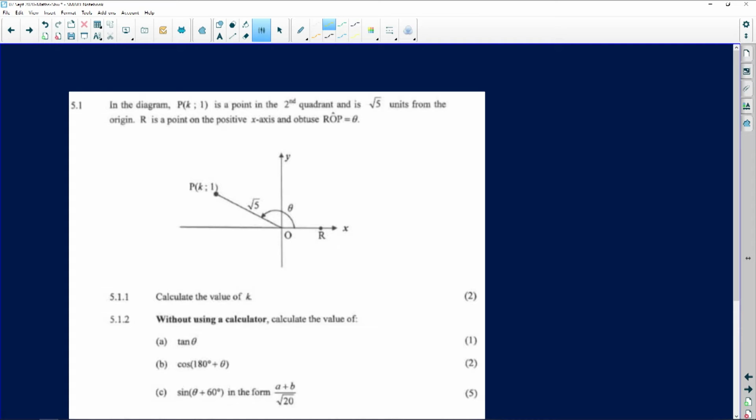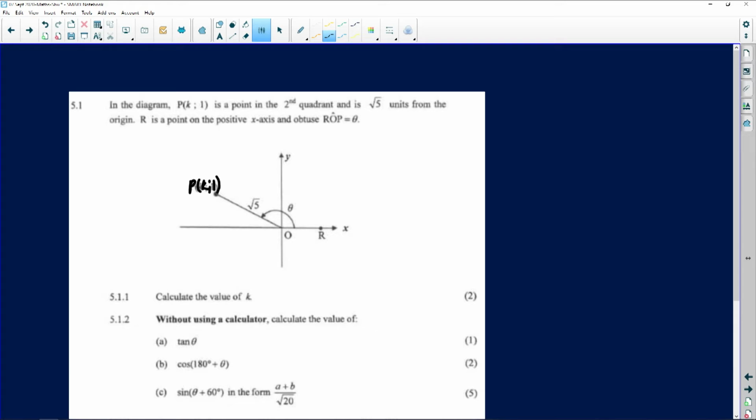This question says, in the diagram, point P with coordinates k and 1. Okay, there's point P. The coordinates are k and 1, right? It is a point in the second quadrant and is square root 5 units from the origin O. R is a point on the positive x-axis, and obtuse angle ROP is theta. Question number 1: we are being asked to figure out the value of k.